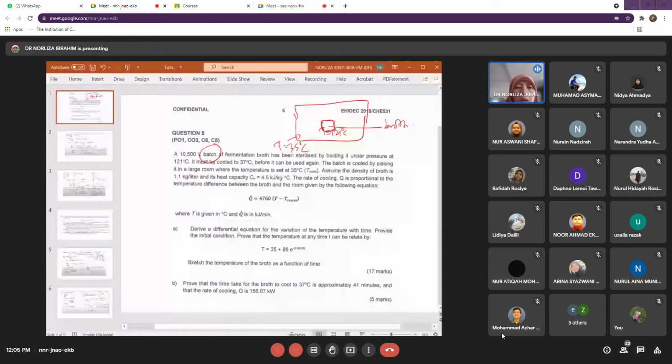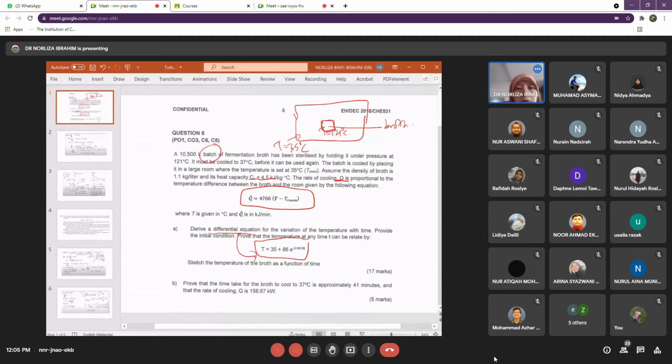Then assume the density of the broth is 1.1 kilogram per liter, and the capacity Cv is already given here, 4.5. The rate of cooling Q is proportional to this expression, and T is in degrees C, Q is in kilojoule per minute. Now you are asked to derive a differential equation for the variation of the temperature with time, provide the initial condition, and prove that the temperature at any time can be related to this expression. So you have to integrate the differential equation to get the expression and then sketch.